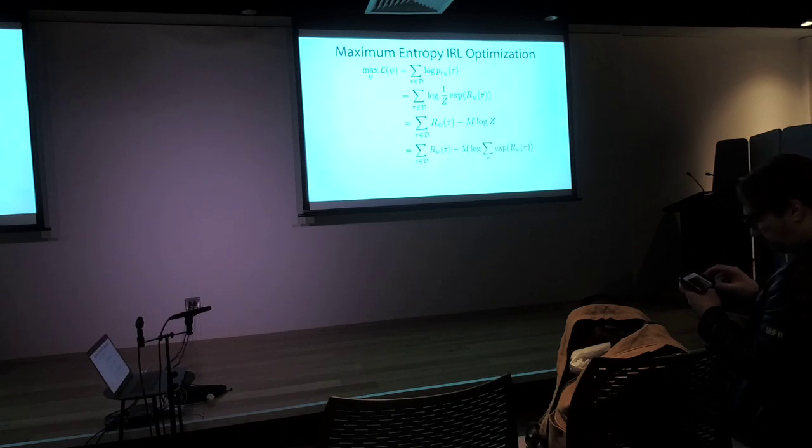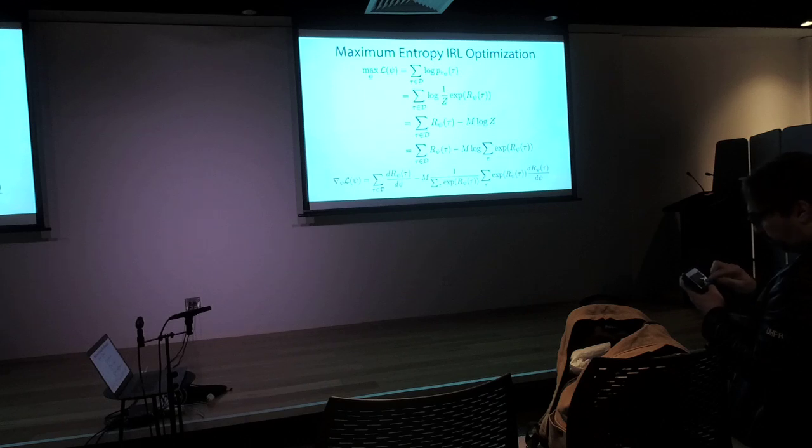Then after that, we can replace z with the sum over all possible trajectories of the exponential of the reward. I'm also going to switch the integral to a sum here and assume that we're in a discrete state and action space. Okay, so this is kind of what our objective comes out to. And to optimize this objective, we're just going to use gradient descent.